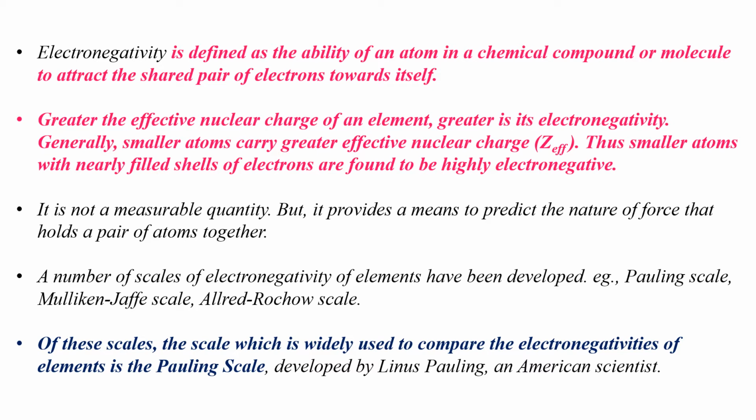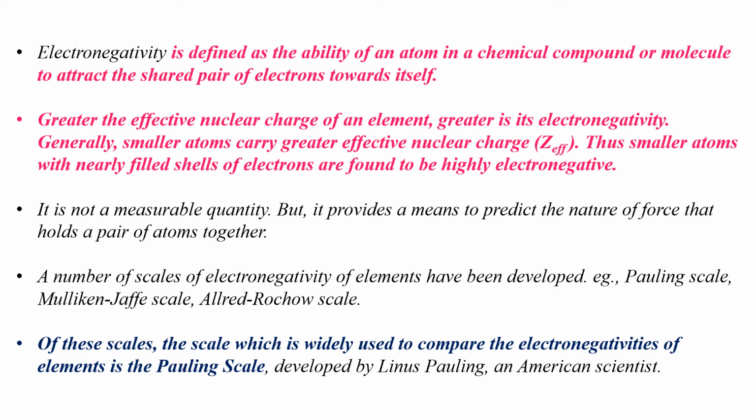It is not a measurable quantity, but it provides a means to predict the nature of force that holds a pair of atoms together. A number of numerical scales of electronegativity of elements have been developed. Example, Pauling scale, Mulliken-Jaffe scale, Allred-Rochow scale. Of these scales, the scale which is widely used to compare the electronegativities of elements is the Pauling scale.